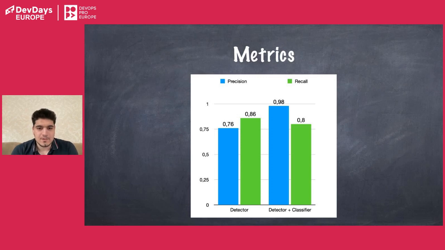Metrics. Here is an example. By the way, these are metrics from a real world case. As you can see on the right side, we have slightly decreased recall, but noticeably increased precision. And that's good because we don't want to spam the operator.